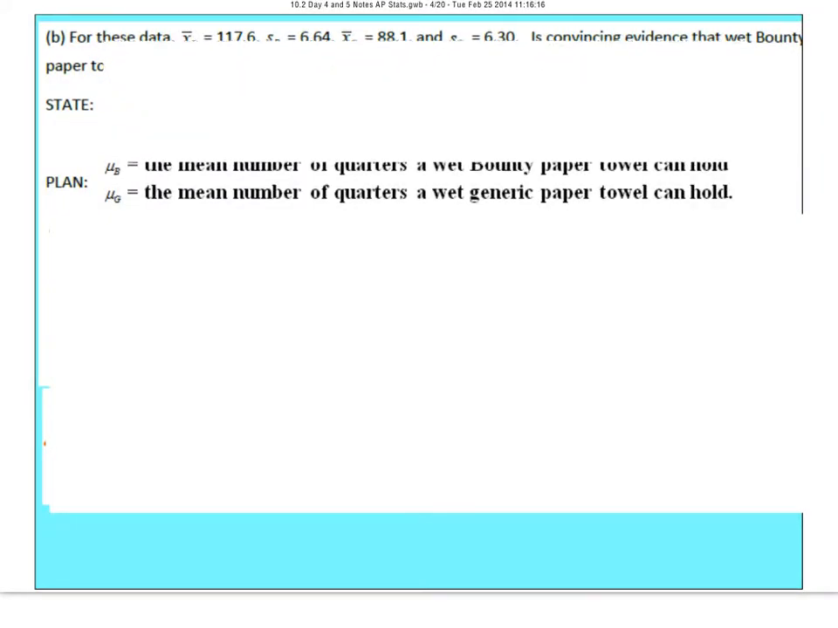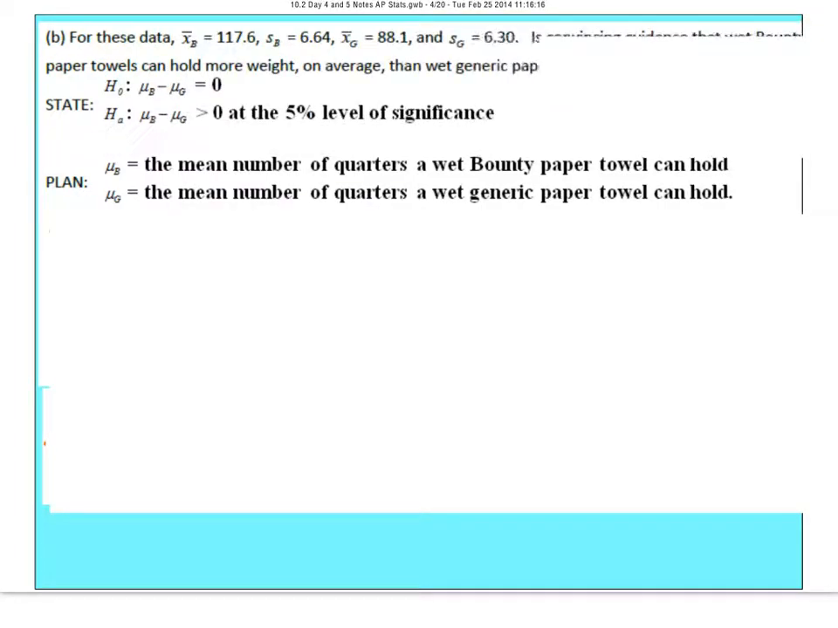So the variables by definition here: I'm going to have M of B and M of G, the mean weight of quarters for Bounty and that for generic. Our null hypothesis is that there's going to be no difference between the means, so M of B minus M of G is 0. But what do we think is really the case? Well, we think Bounty minus generic is actually going to be higher. So for our alternative hypothesis, M of B minus M of G is greater than 0. And I'm going to choose a 5% significance level.